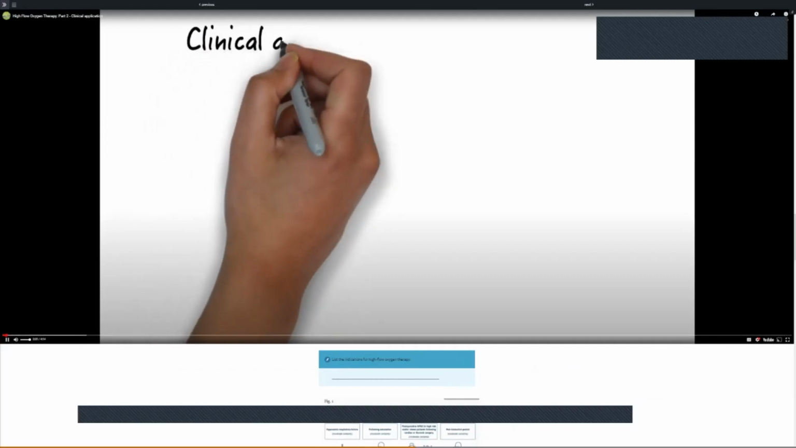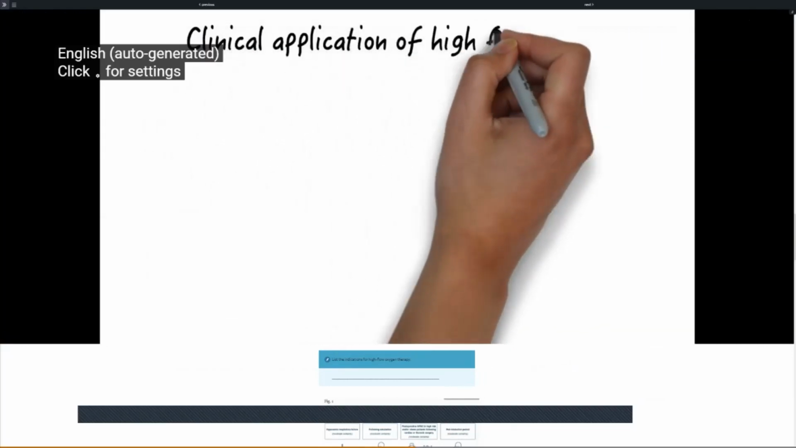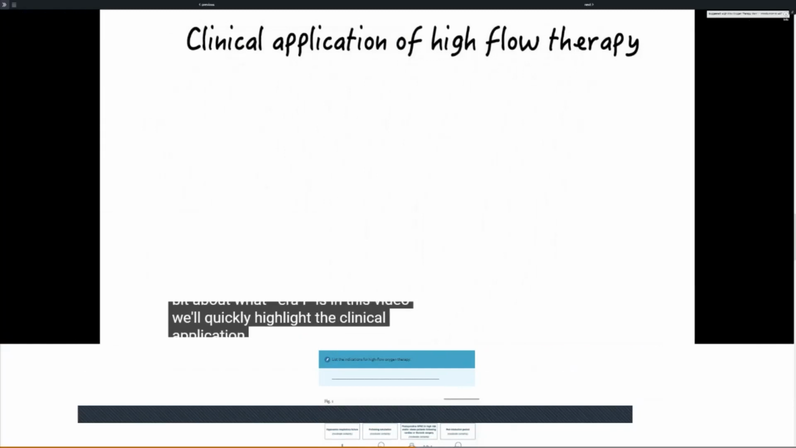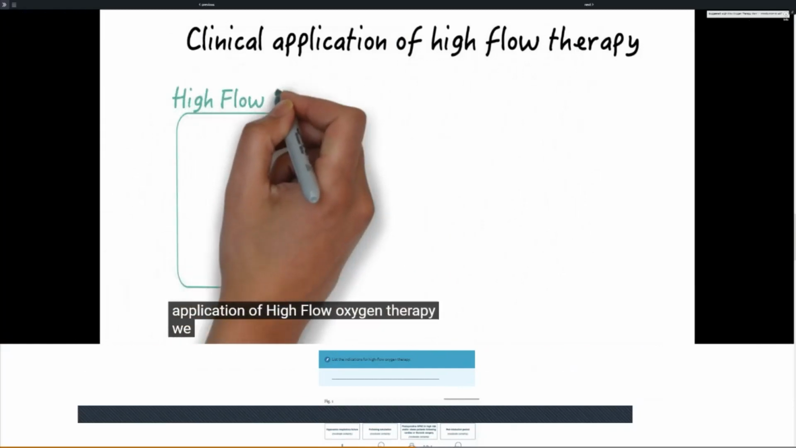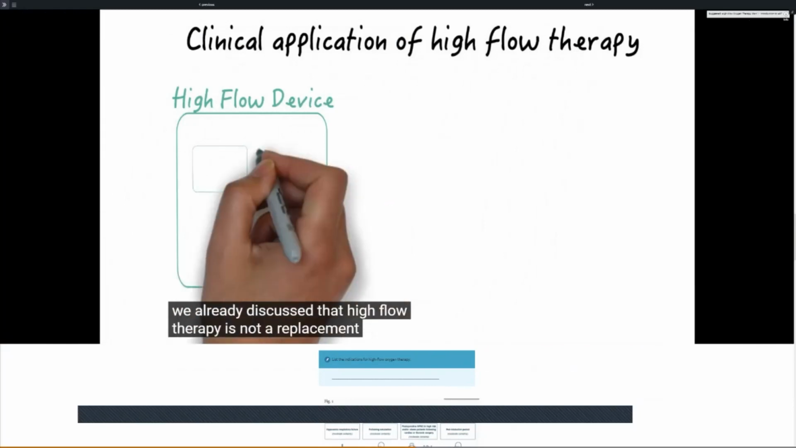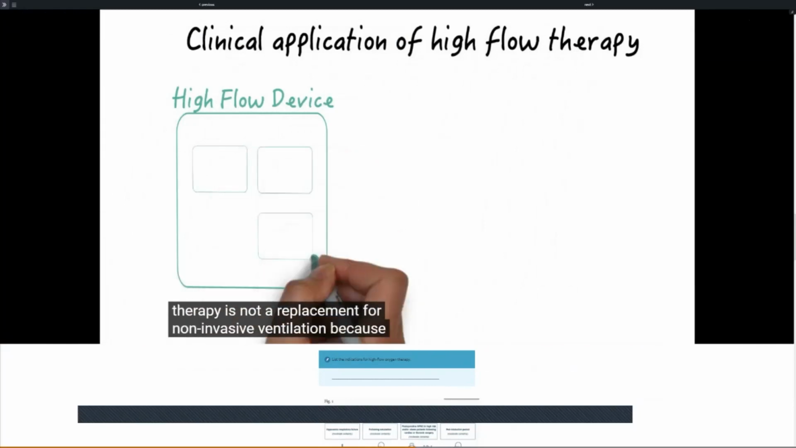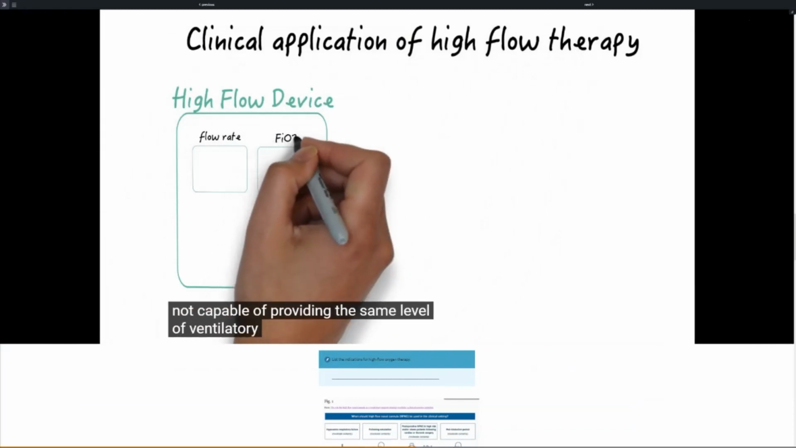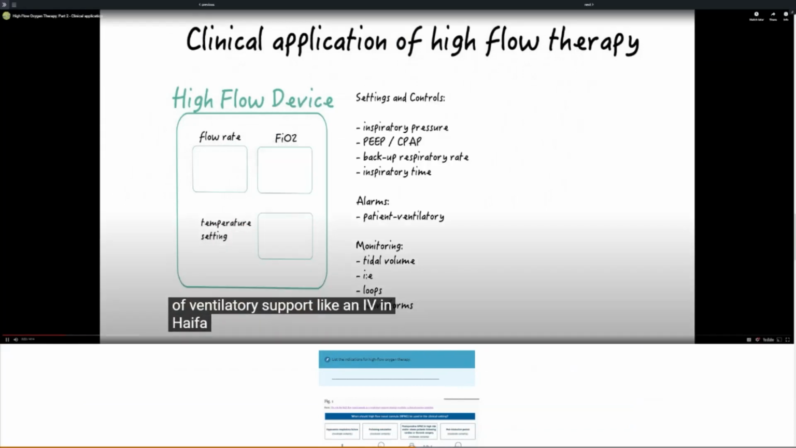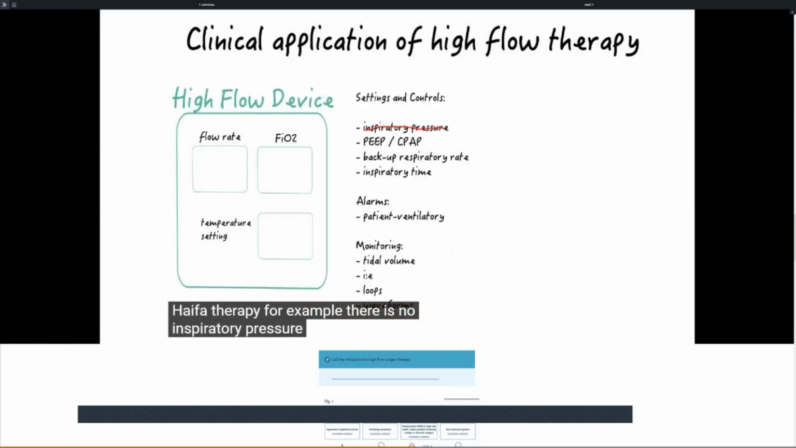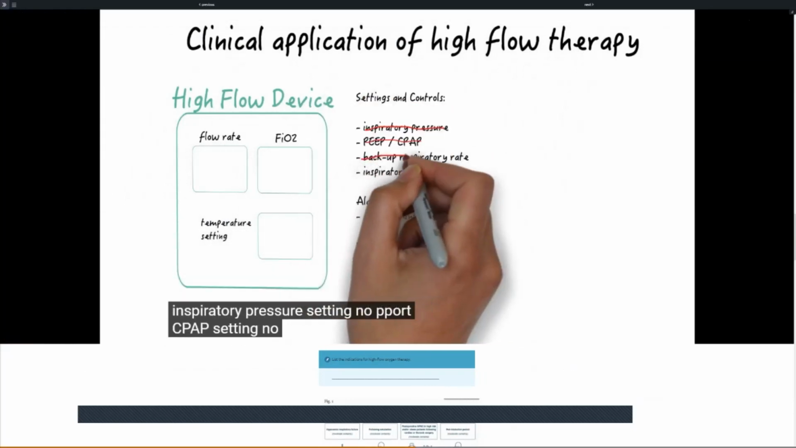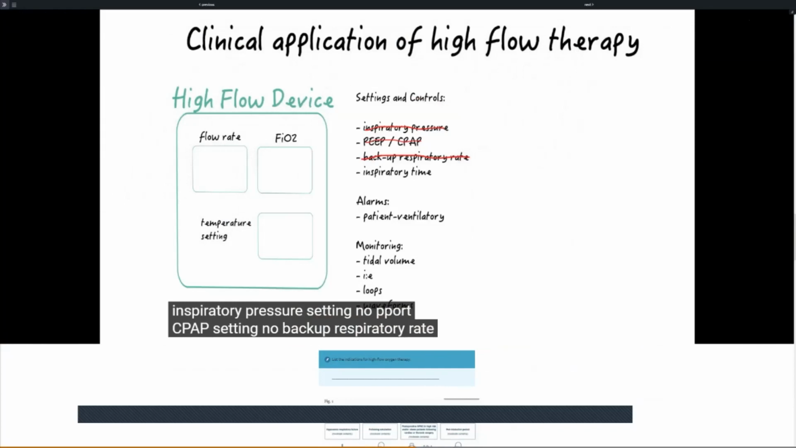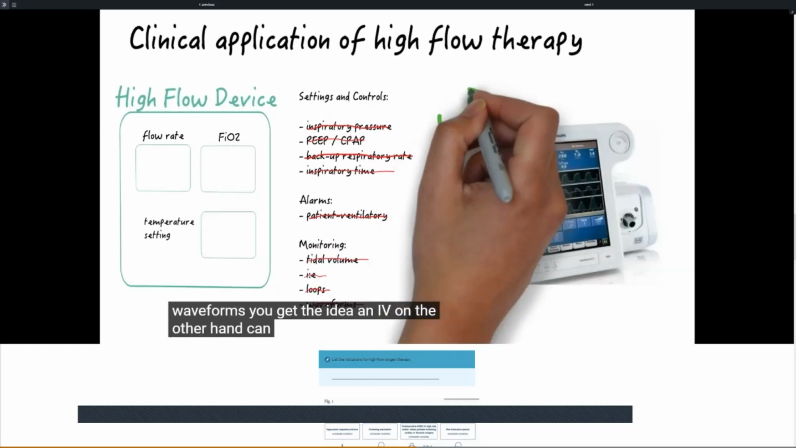In the previous video, we talked a little bit about what high flow therapy is. In this video, we'll quickly highlight the clinical application of high flow oxygen therapy. We already discussed that high flow therapy is not a replacement for non-invasive ventilation, because it is not capable of providing the same level of ventilatory support like NIV. In high flow therapy, for example, there is no inspiratory pressure setting, no PEEP or CPAP setting, no backup respiratory rate setting, no inspiratory time setting, no patient ventilatory alarms. You also cannot monitor the tidal volume, the IE ratio, and there are no loops or waveforms. You get the idea. NIV, on the other hand, can provide all of them.